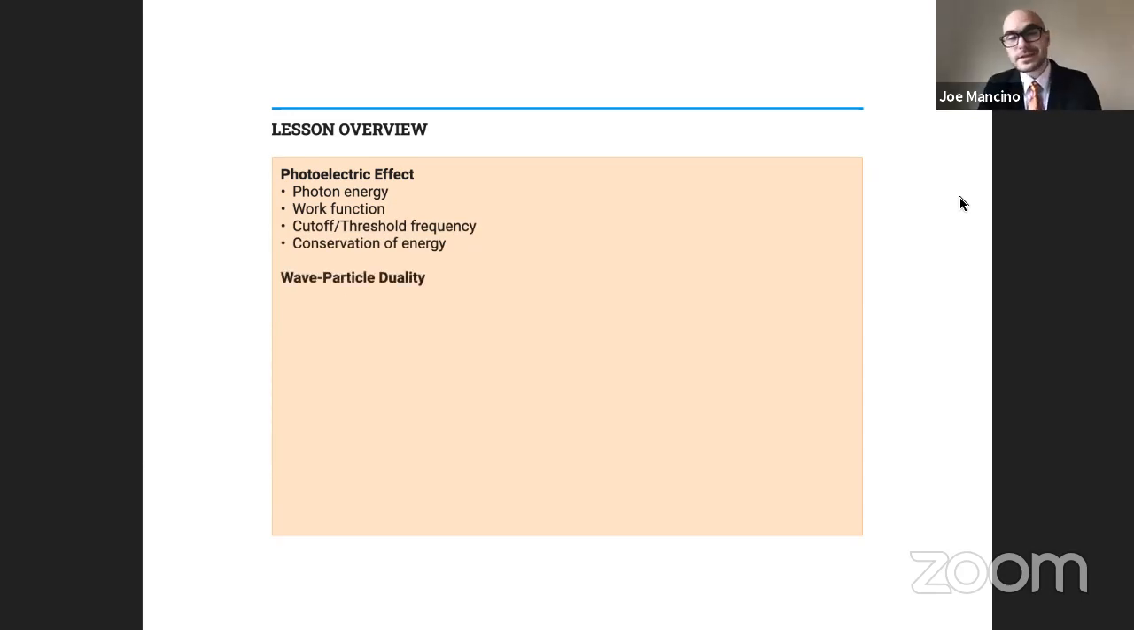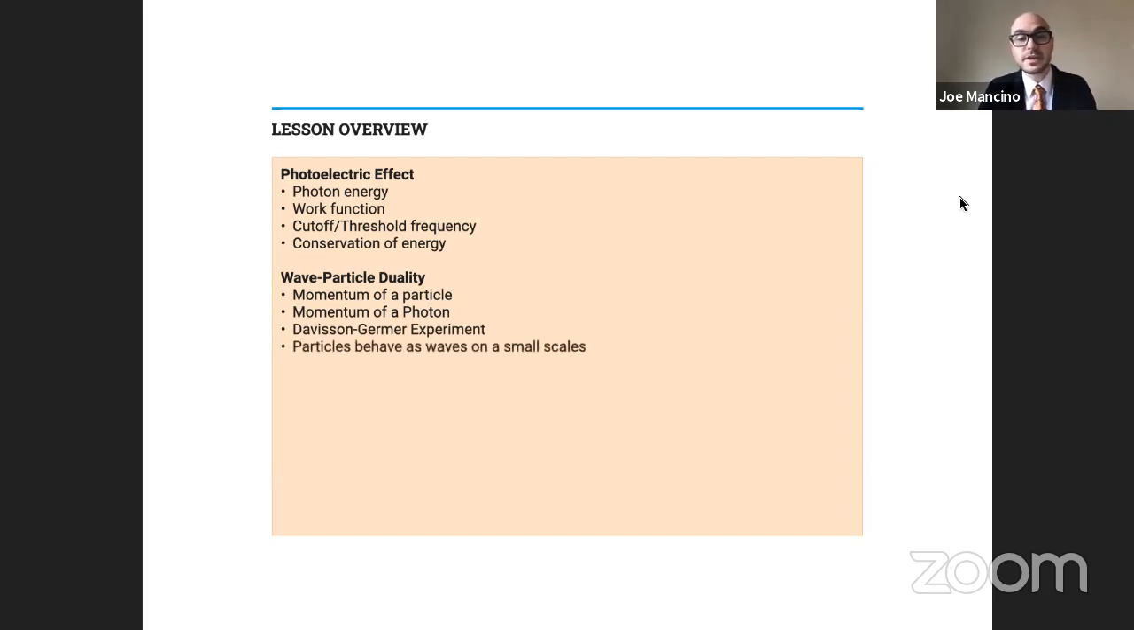And then we'll look at this idea of wave-particle duality. Again, we'll treat light like a wave and a particle, but we'll also talk about the ways that we treat matter as waves and particles. Specifically, we'll look at something called the Davisson-Germer experiment. We'll look at how particles behave like waves on very, very small scales.